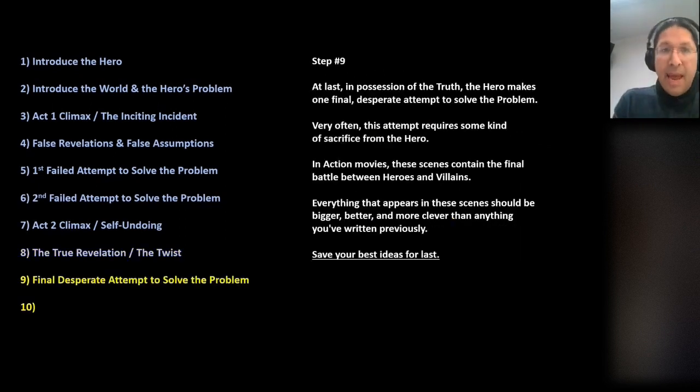Step 9. At last, in possession of the truth, the hero makes one final desperate attempt to solve the problem. Now, very often this attempt requires some kind of sacrifice from the hero. In action movies, these scenes contain the final battles between the heroes and villains. And now this is a very important point, and a lot of people often forget it when they write their stories. Everything that appears in these scenes should be bigger, better, and more clever than anything you've written previously. You always save your best material for last.